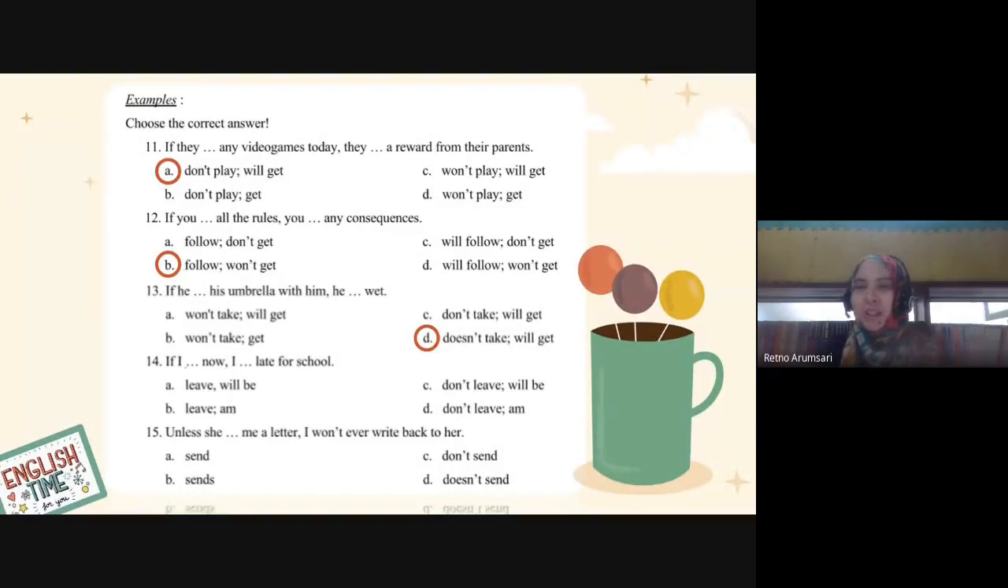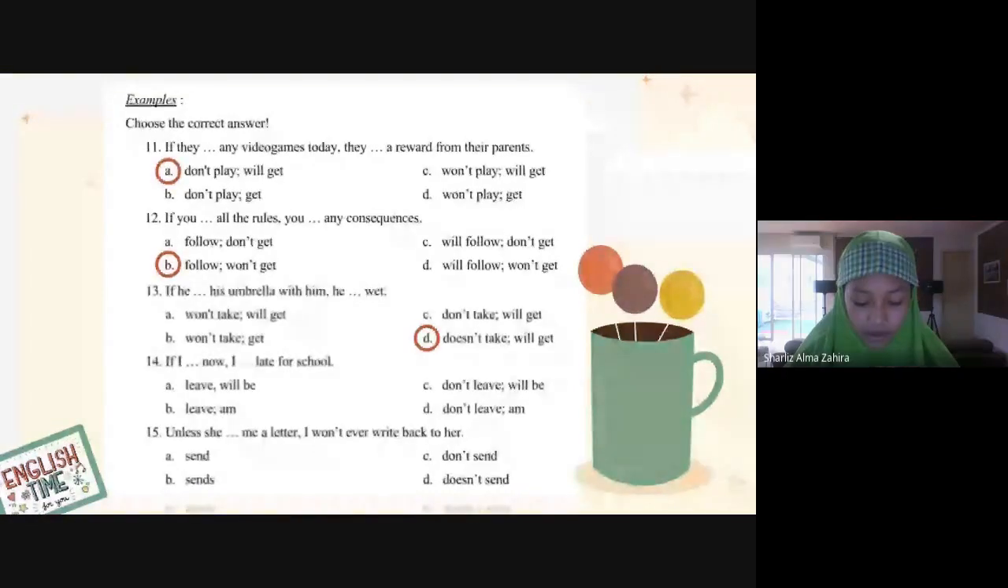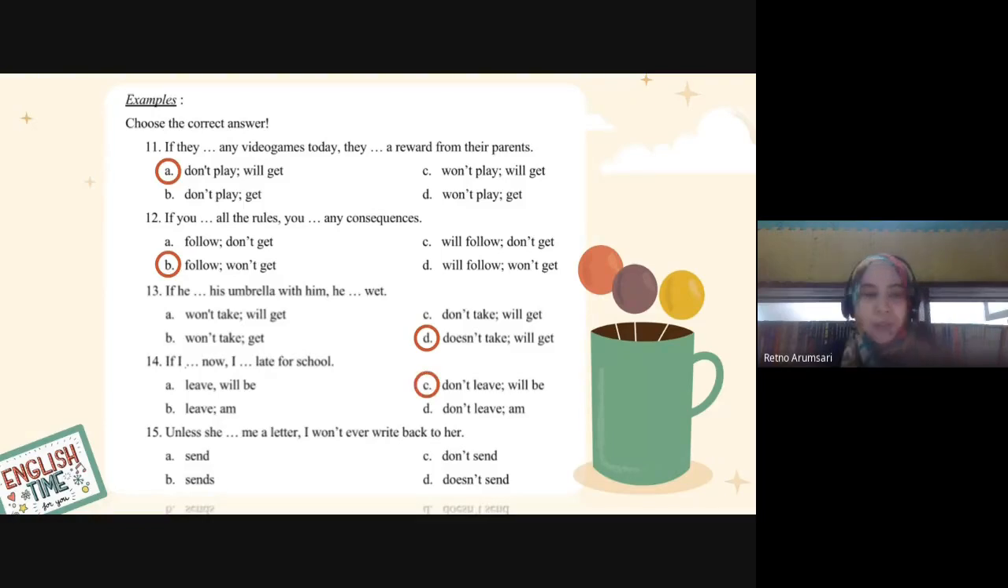Now let's go to Charlize. Charlize Alma, number 13. And number 14, yeah. If I don't leave now, I will be late for school. That's right. If I don't leave now, I will be late for school. Okay? So the condition supports the result. It must be don't leave, not leave, yeah? Okay, very good, Charlize. Next, let's go to Violetta.